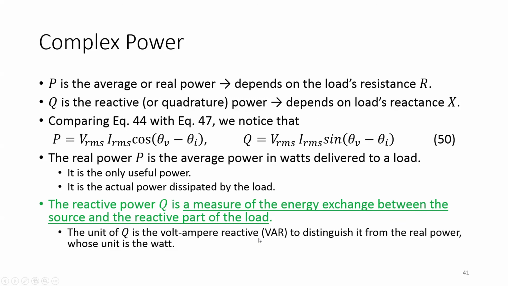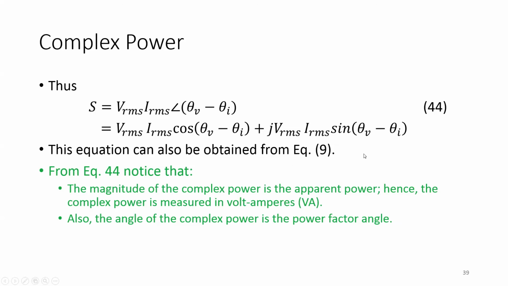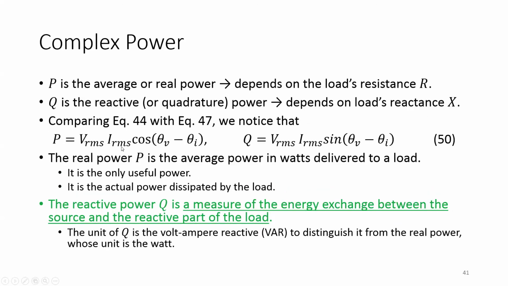So moving on, P is the average or the real power, which depends on the load's resistance. Q is the reactive power, which depends upon the load's reactance, as I just mentioned. And comparing equation 44 and 47, 47 is this one and 44 is this one. When we compare them, what we get is that the real part is Vrms times Irms cos of theta v minus theta I, and Q is Vrms times Irms times sine of theta v minus theta I.